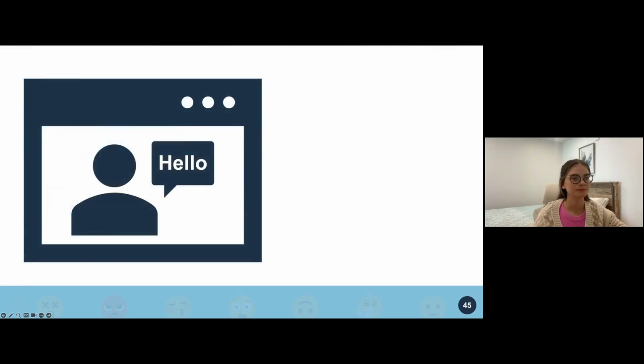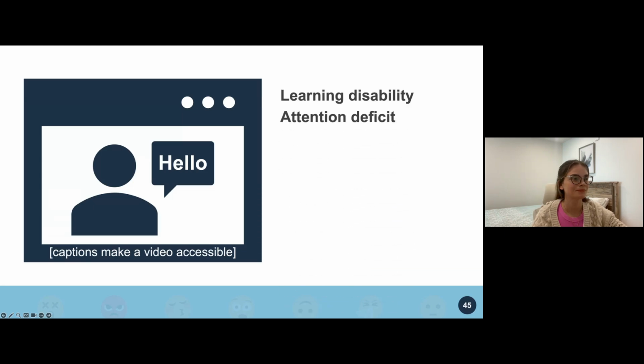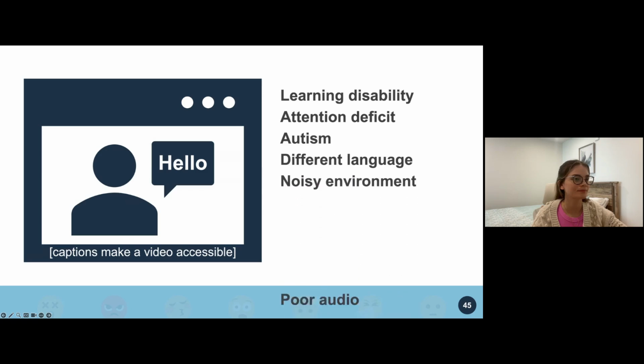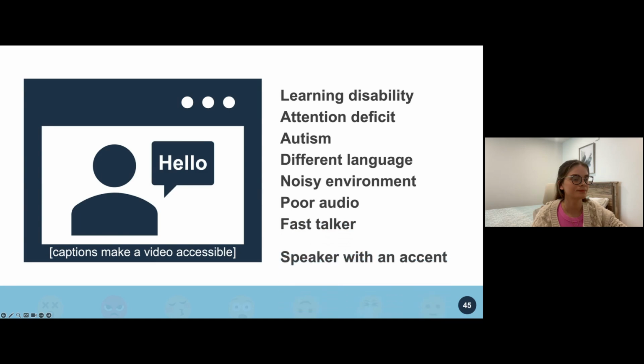Now, no matter where a video is posted, whether it's on a website or social media, it should have captions so that deaf and hard of hearing users can access the content. Captions can also provide a better experience for a viewer with a learning disability, an attention deficit, or if they are autistic. They're also helpful if you don't understand the spoken language, you're in a noisy environment, a video has poor audio, or if a speaker is talking too fast or has an accent.